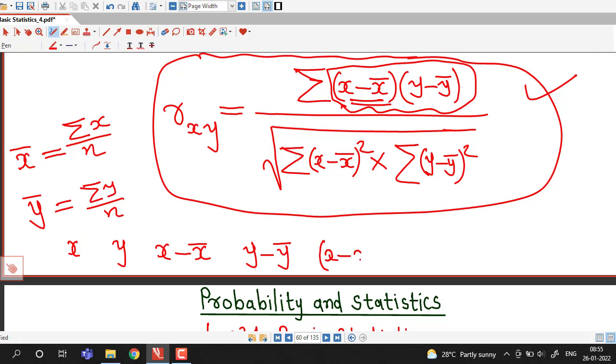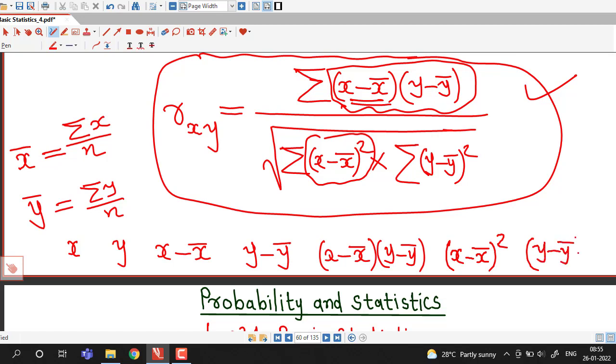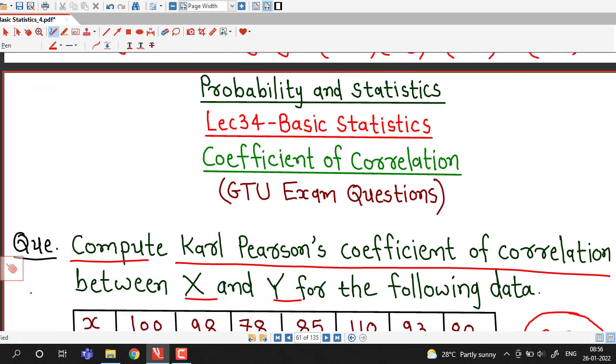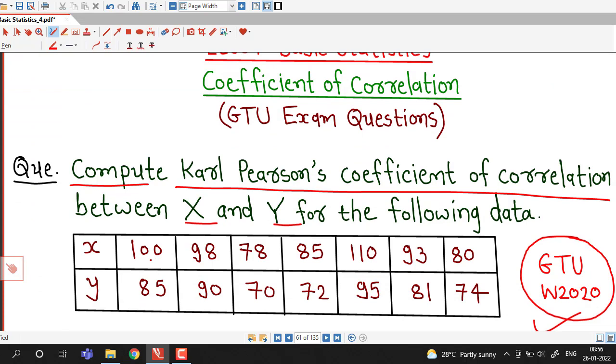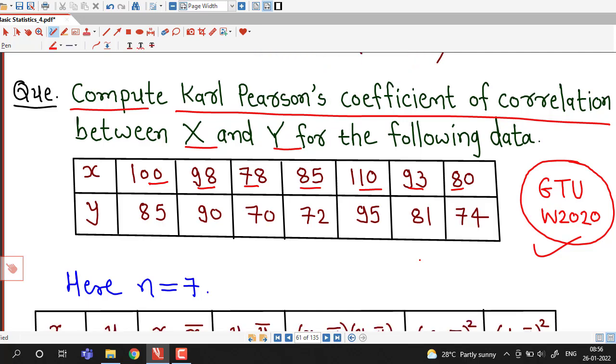So one column will be x minus x bar times y minus y bar, and we also require the square of deviations x minus x bar and the square of deviations y minus y bar. So we will require this number of columns in the table, and after finding out all these values we have to put them in this formula and we can easily compute Karl Pearson's coefficient of correlation. And here we can count the number of values. There are 1, 2, 3, 4, 5, 6 and 7 values for x as well as y. So we will consider n equal to 7.